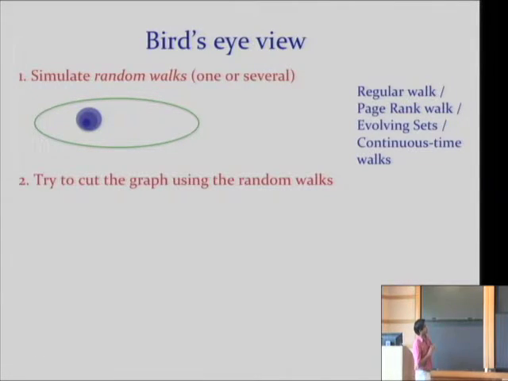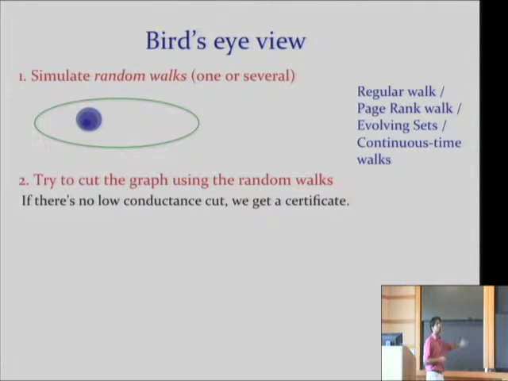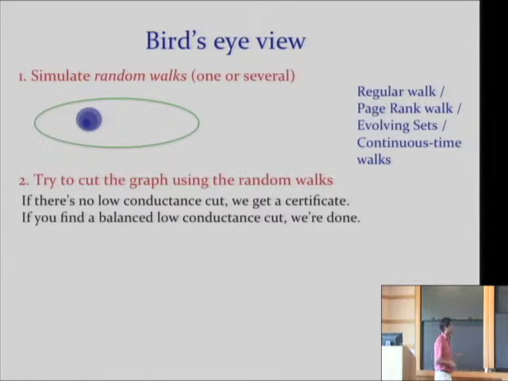The second step is to try to cut the graph. The distribution of these random walks gives you information about the cuts in the graph. Now, using this information, you try to obtain a cut. If there is no low conductance cut, almost always you will get a certificate that if the random walks have been mixed well, then there actually exists no poor conductance cut in the graph. If you find a balanced low conductance cut, we are done. That was our objective.